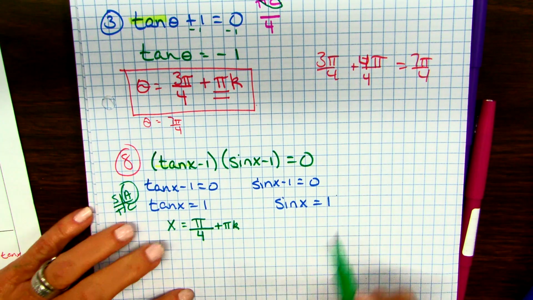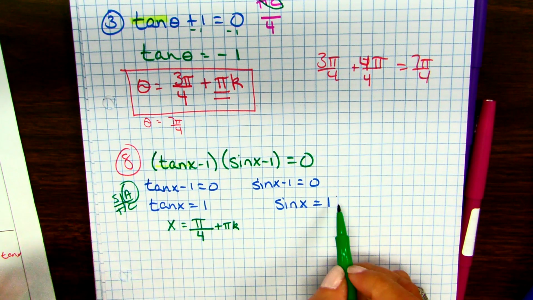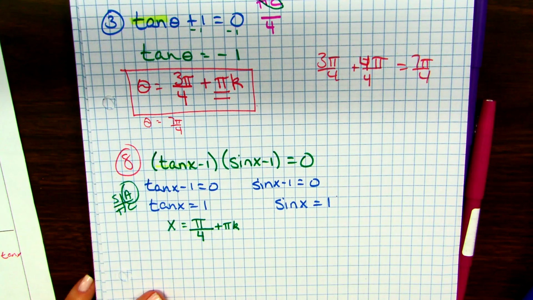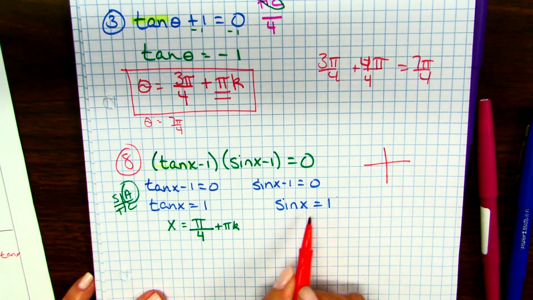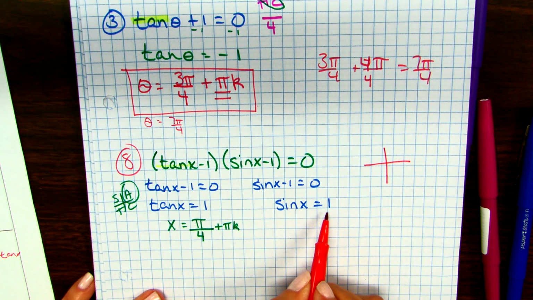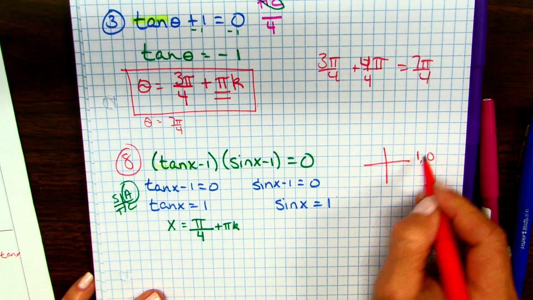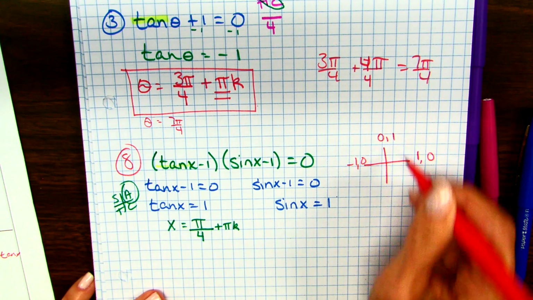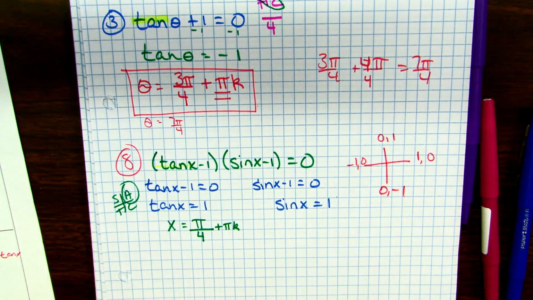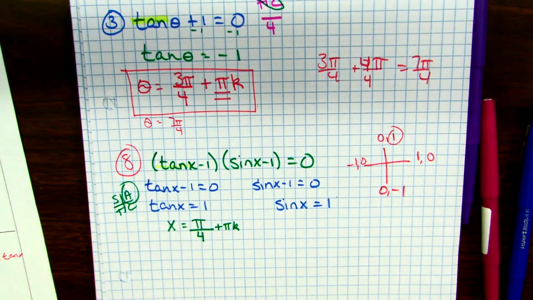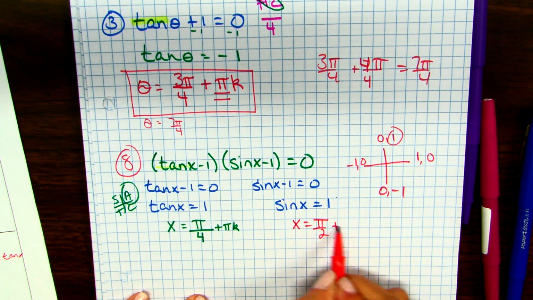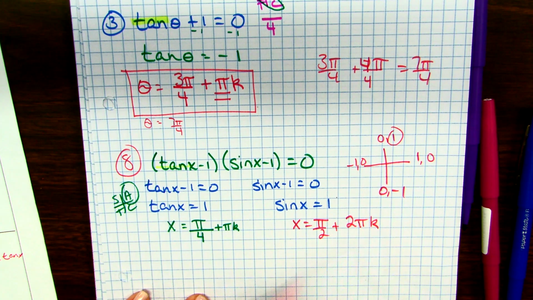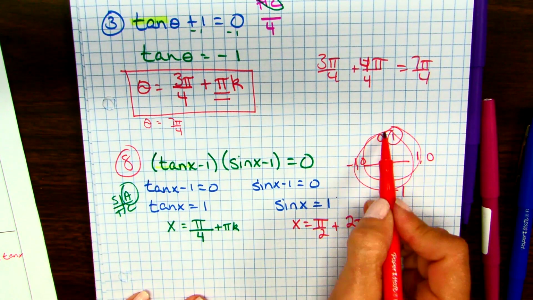Okay? How about sine of 1? Anybody know? Pi over 2. I see a sine or a cosine with a 1 or a negative 1 or a 0. I know it's one of these guys. Good job. So sine is 1 just up at the top, right? That's the only place. So x equals pi over 2.